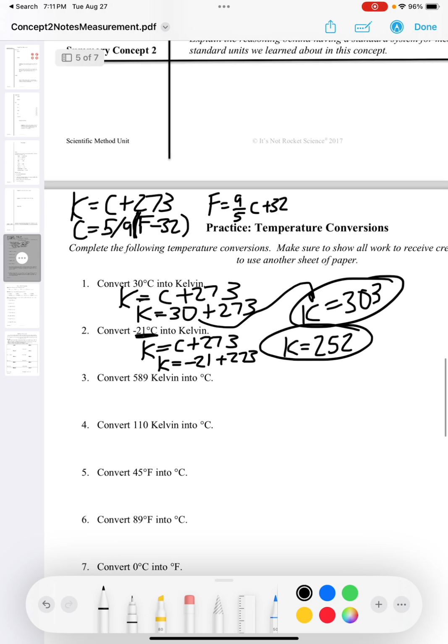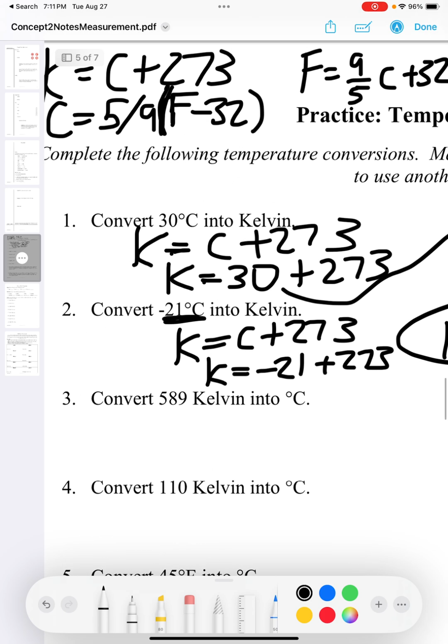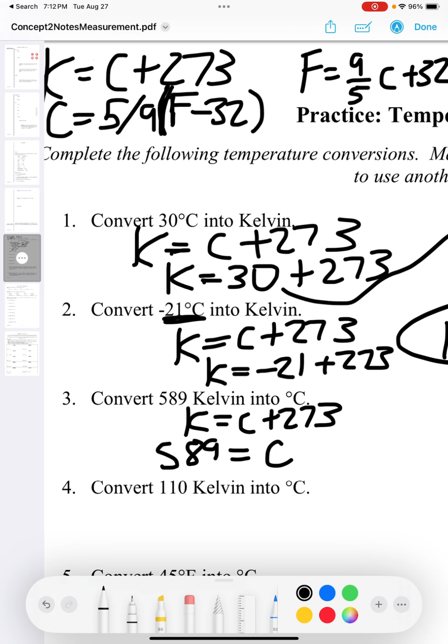Okay. The next one is the same formula because you're still dealing with Kelvin and Celsius. So we're still dealing with that same formula, K equals C plus 273. But they don't give you your degrees in Celsius, they give you your degrees in Kelvin, which means that you're gonna have to plug it in for K, substitute it in for K instead of C. And the reason for that is because they gave you your degrees in Kelvin. So now we're gonna have to solve for our C in Celsius.